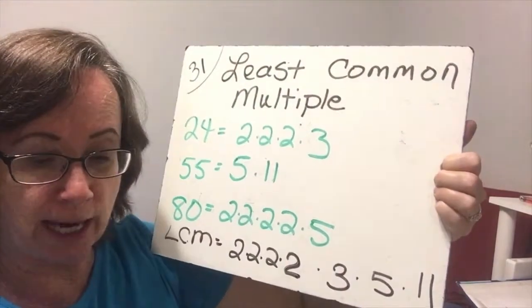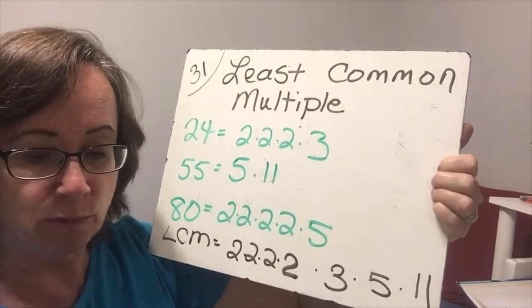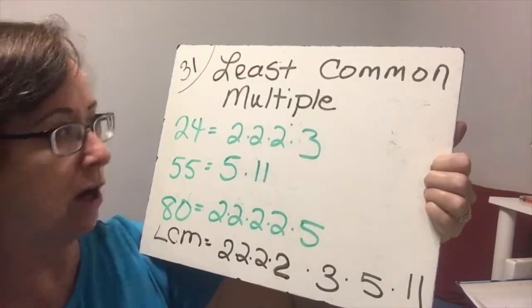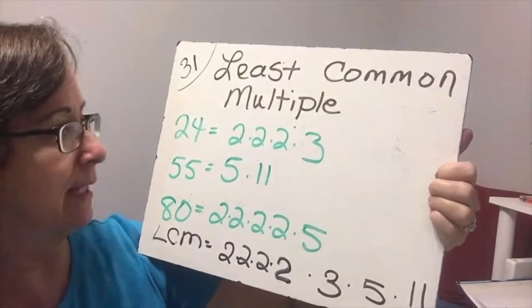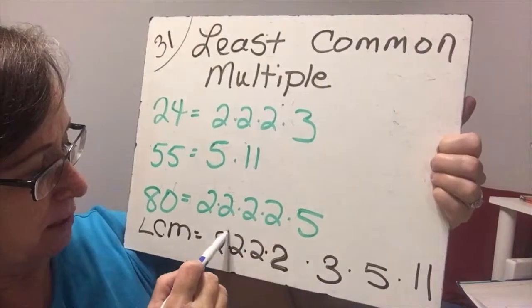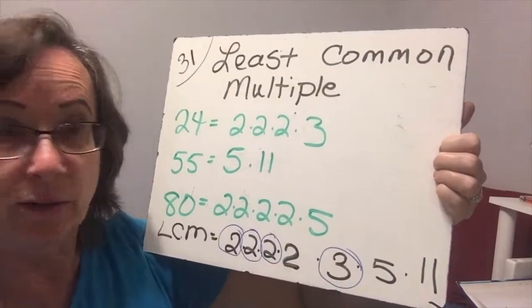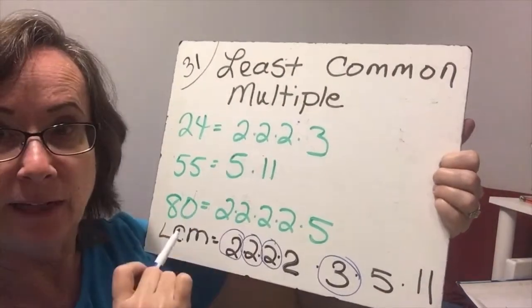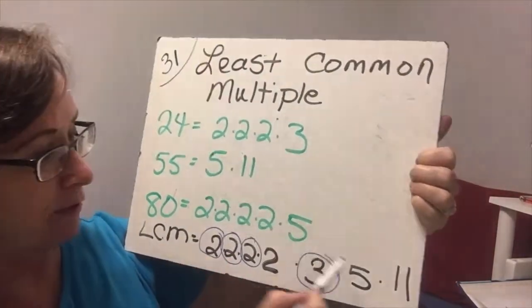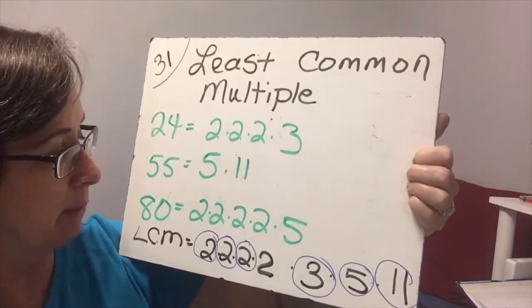So let's double check by making sure that every number is represented and we can find them all without having any problems. So 24 is 2, 2, 2, 3. 2, 2, 2, and a 3. So that number's okay. 5 times 11 makes the 55. So 5 times 11 has to be in my least common multiple.